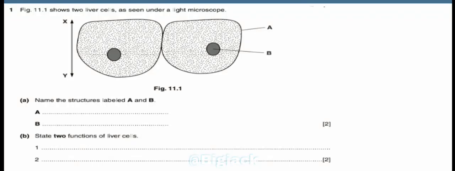I wonder why some people say biology is very, very difficult. This video is going to help you to understand the concept of cells or cell specialization. So the question says, figure 11.1 shows two liver cells as seen under a light microscope.